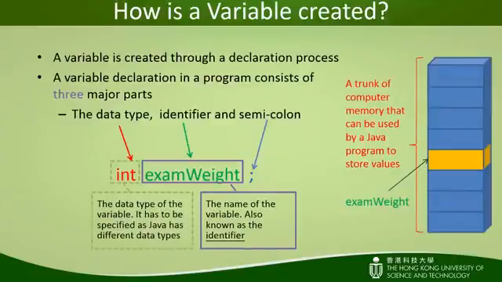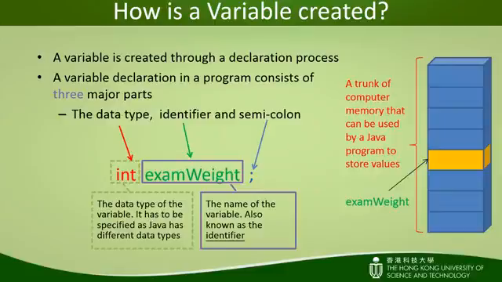A variable is created through a declaration process. The purpose of declaration is to make it known to the computer what a particular identifier name means in a program. A variable declaration in a program consists of three major parts. It starts with a data type, followed by an identifier, and ends with a semicolon. So this is the syntax of making a variable declaration.